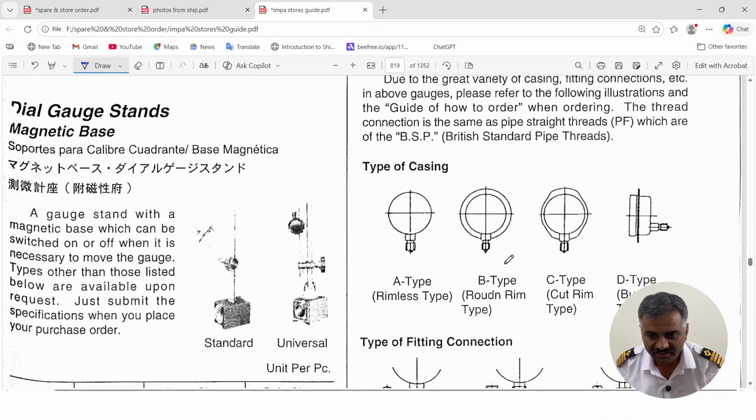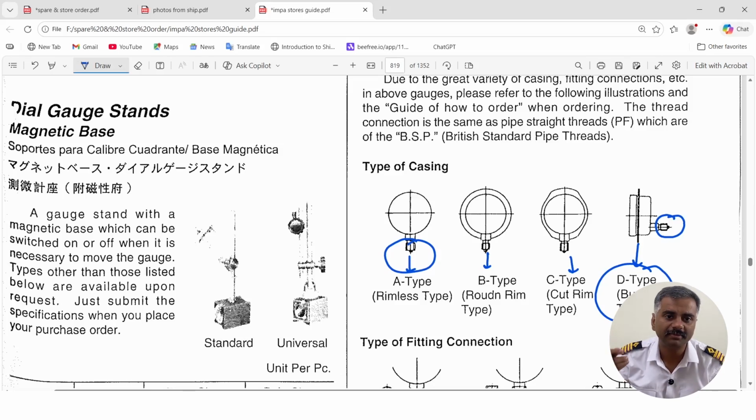Now the important thing to note here is that for the pressure gauge, you see A type, B type, C type, and D type. Sometimes what happens is we order the pressure gauge by the code number, but say you require this type of pressure gauge in the location, the D type, but you have ordered the A type, and then you have to modify the pipe or something like that to actually fit this pressure gauge.